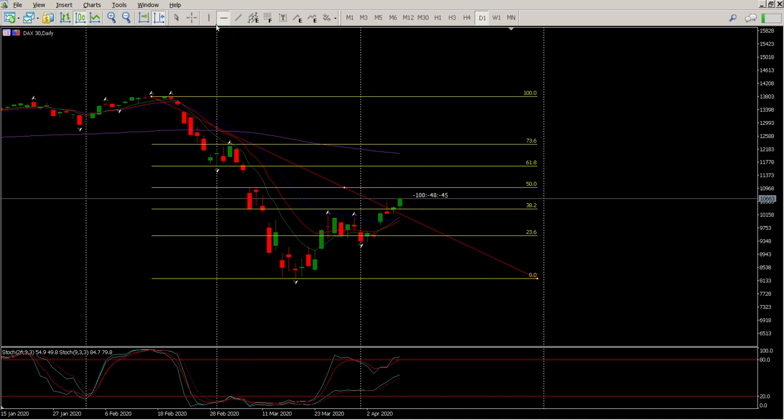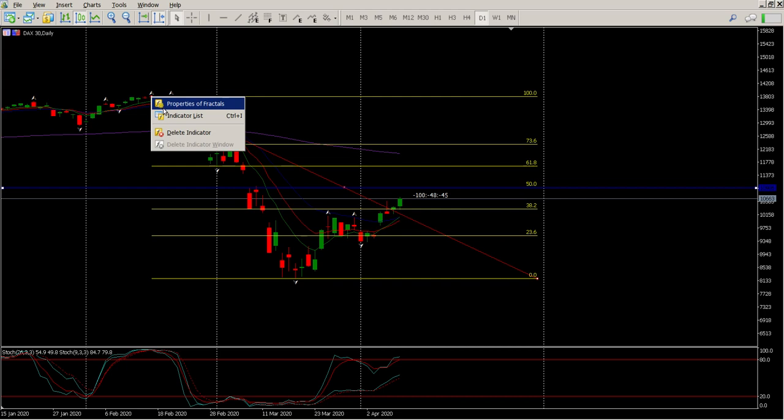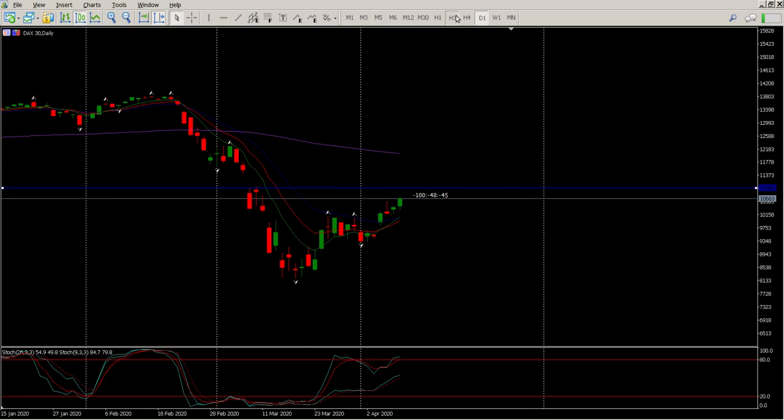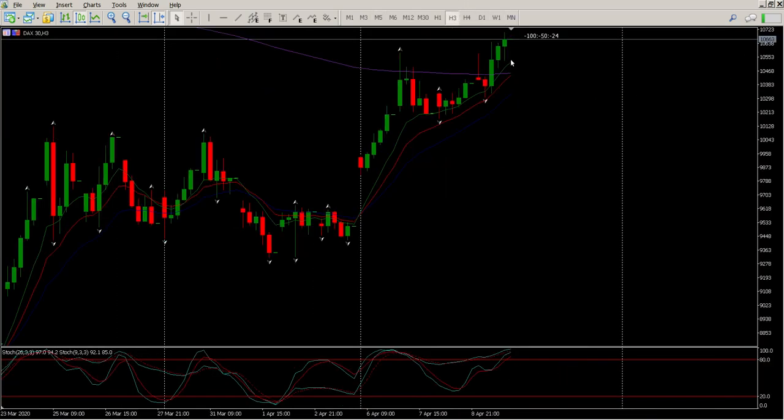Okay, so let's just put a level on that, and let's delete the fractals. So I'll delete this. Right, now let's come back down to the lower time frames.